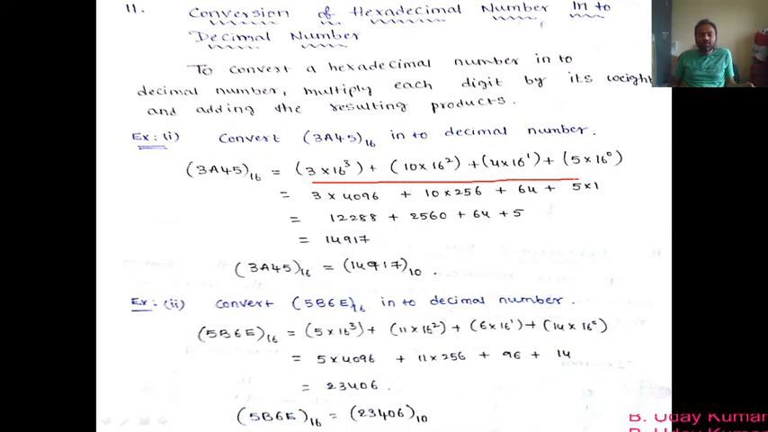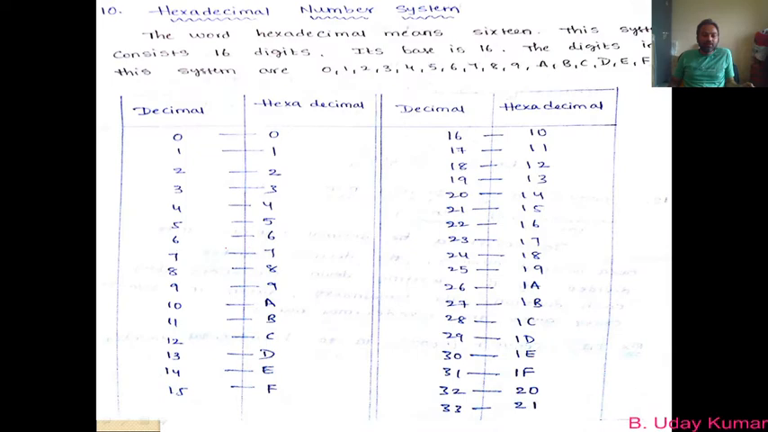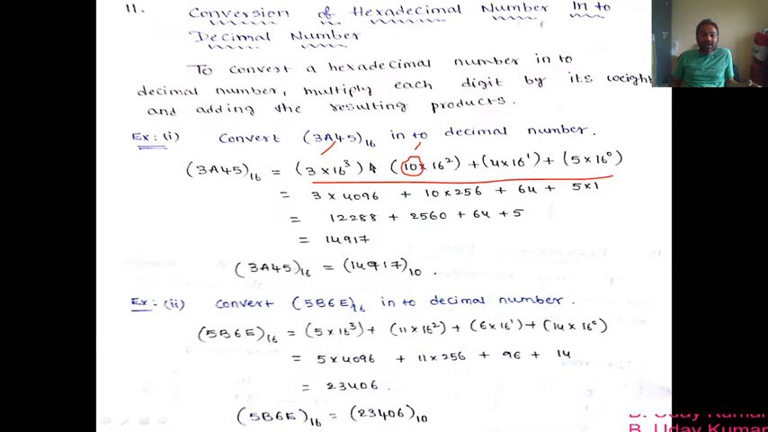So coming to this one, 3 into 16 power 3. Here in place of A, what I have written is 10. You know this, right? Why? Because while comparing the decimal number system and the hexadecimal number system, you already know that A is equivalent to 10, and hence in place of A we can directly write 10, and 4 is written as it is, and 5 is written as it is. Now simplify this one.